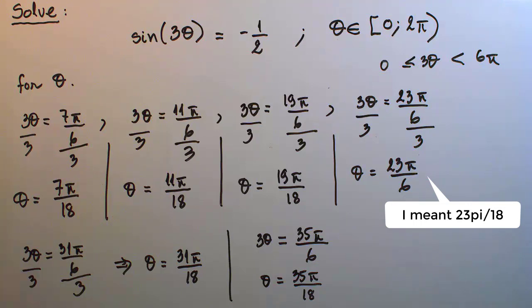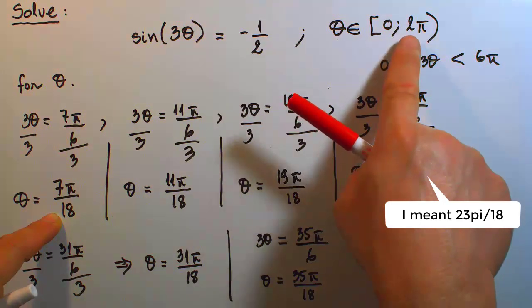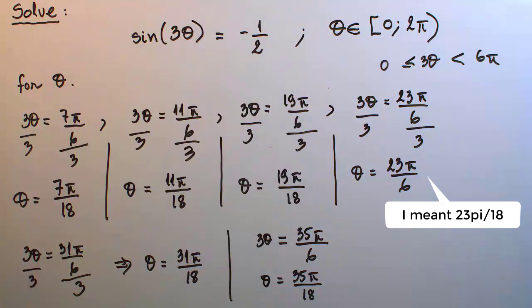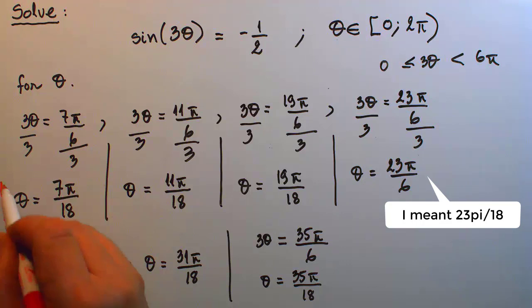And so the first solution we have found is 7 pi over 18. 7 pi over 18 is well inside of that interval from 0 to 2 pi, and you can check me by using a calculator. So this value passed.